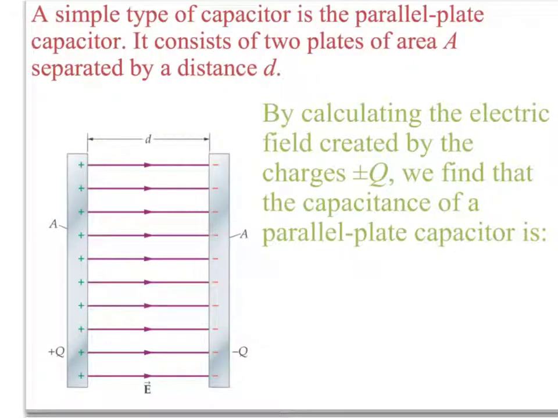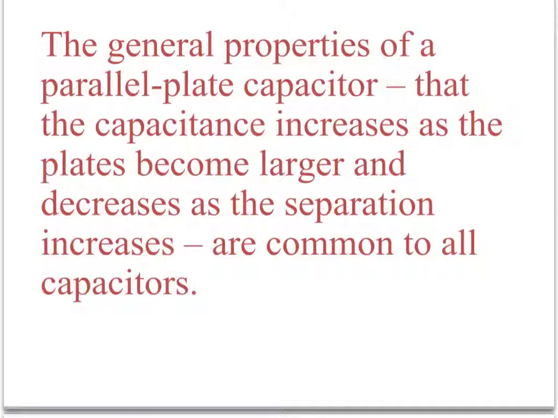There are many types of capacitors, but our simplest capacitor is one that is considered to be a parallel plate capacitor. It has two plates separated by a distance d, and they are always parallel to one another. In all capacitors, no matter the shape or size, the capacitance will increase as the plates become larger, therefore giving us a larger area, and the capacitance will decrease as the separation between the plates gets farther apart.